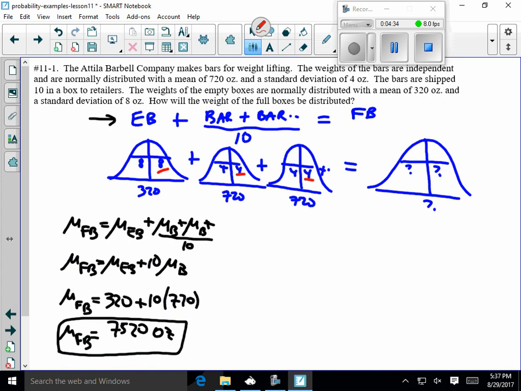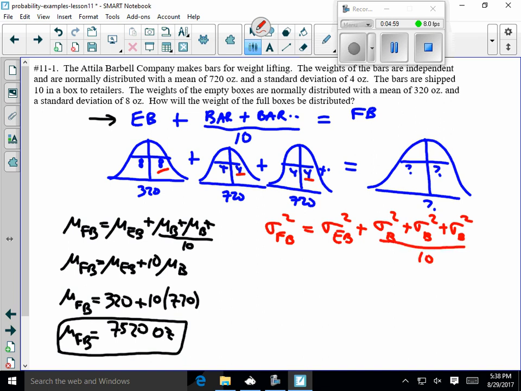So you can structure something like this algebraic expression, but talk about variances. I'll put the standard deviation of the full box squared, that's the variance of the full box, is going to equal the variance of the empty box plus the variance of one of the bars, plus the variance of another one of the bars, plus the variance of another one of the bars, and there are 10 bars, so there'll be 10 of those variances.